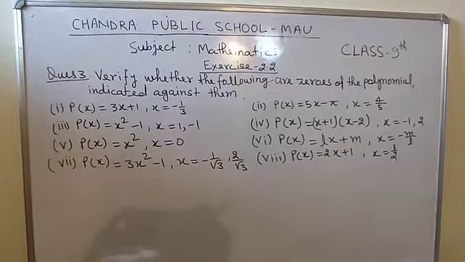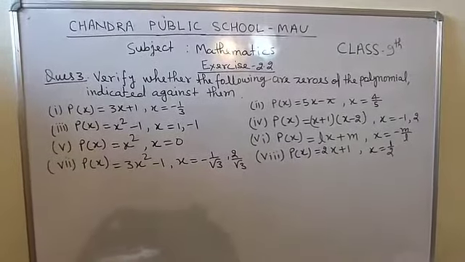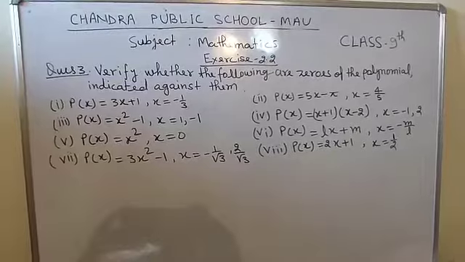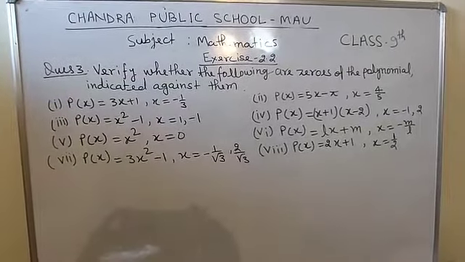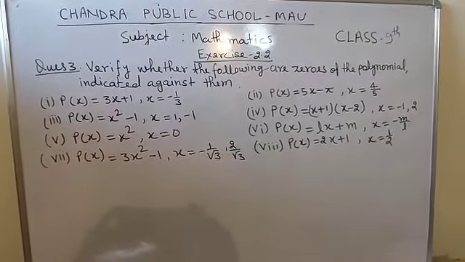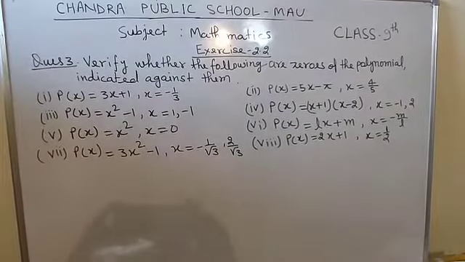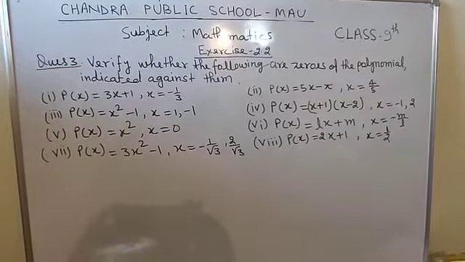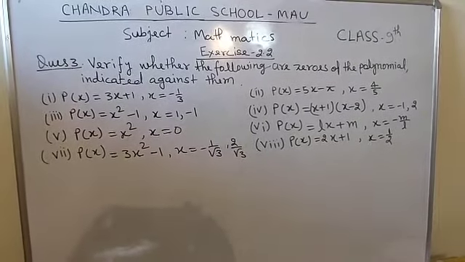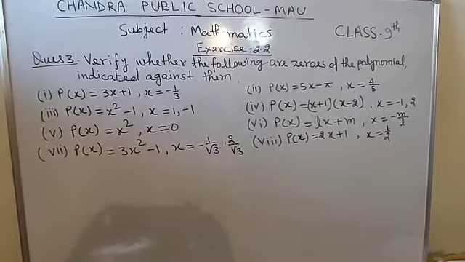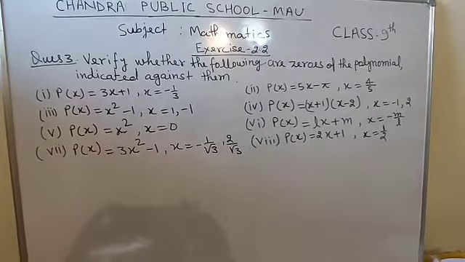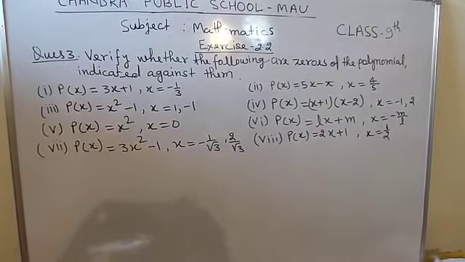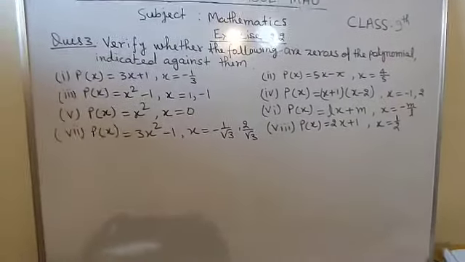Now students, here it is given, question number 3, verify whether the following are zeros of the polynomial indicated against them. So 8 parts are there, and in each and every part you are given two values. First one is the polynomial and second the value of x is given, and you need to check whether the given value of x is the zero of the polynomial or not. So whatever the value of x is given, you need to put that value in the polynomial, and after putting the value and after calculation, if it is equal to 0, then you can say that it is the zero of the polynomial, otherwise it is not the zero of the polynomial.